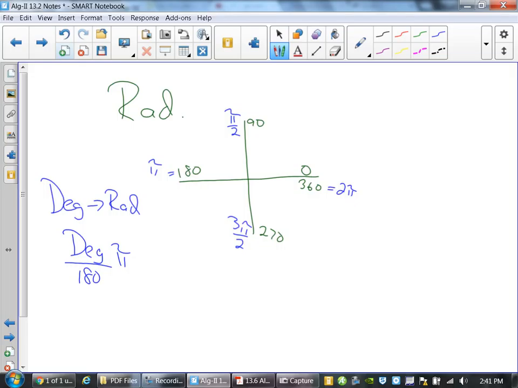And then to go the other direction, you just do the inverse. Radian to degree: you take your radian, you divide it by pi, and you multiply it by 180. The reason why I wanted to show you that with that 900 is that if you take 900 and you divide it by 180.